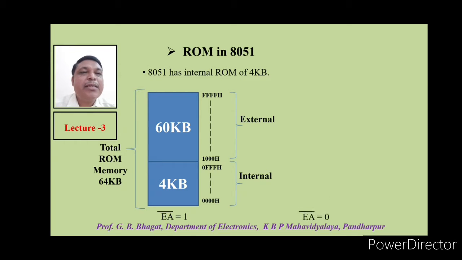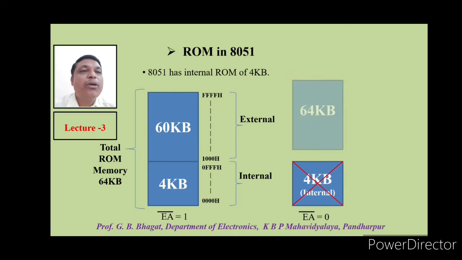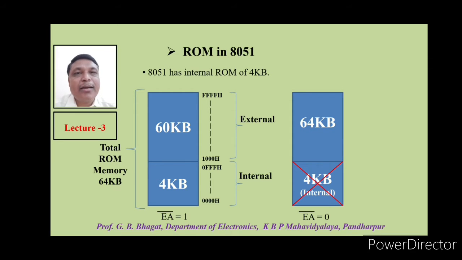Then if this pin is at 0, or if this pin is connected to ground, then this internal 4 KB of ROM cannot be used or it can be avoided, and the total 64 KB of ROM can be connected externally and that can be used from the address 0000H to FFFFH. This total ROM of 64 KB becomes external. That is, in this case, the internal 4 KB ROM will be disabled.